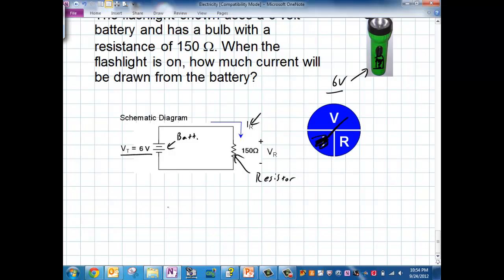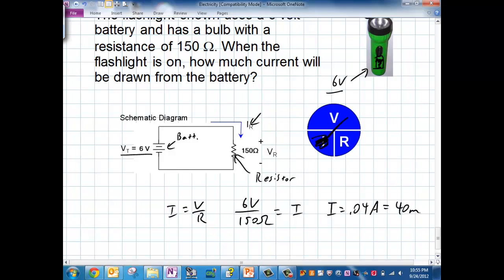So if I equals V over R, I'm going to substitute my numbers in. I have 6 volts over 150 ohms gives us my amperage. When I solve for it, I should find that my amperage equals 0.04 amps, which is the same thing as saying 40 milliamps. So my answer is 40 milliamps.